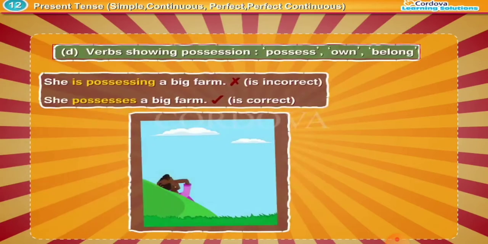Verbs showing possession: possess, own, belong. She is possessing a big farm is incorrect. She possesses a big farm is correct.